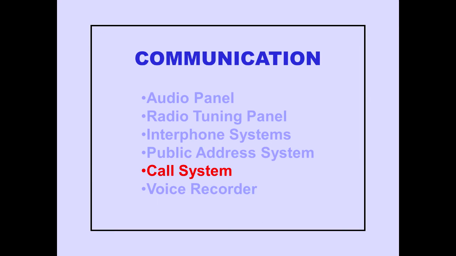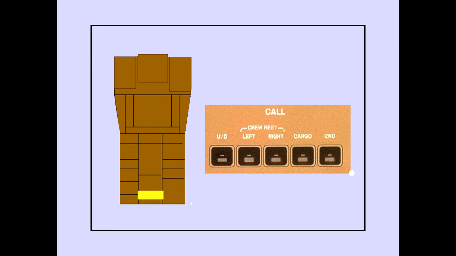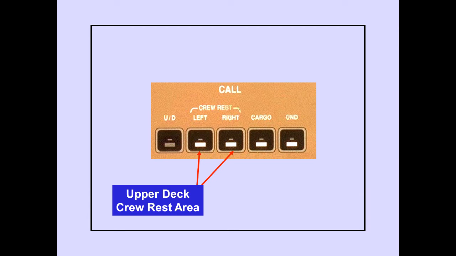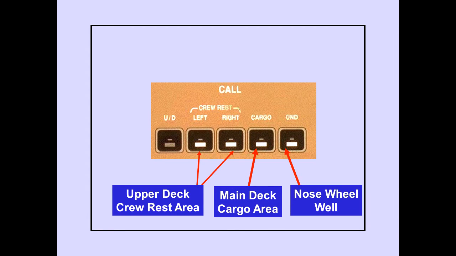Now let's discuss the flight deck call system. The pilot's call panel is located on the aisle stand. An incoming call from an upper deck crew rest area, the main deck cargo area, or the nose wheel well will illuminate the respective switch and sound a chime on the flight deck.